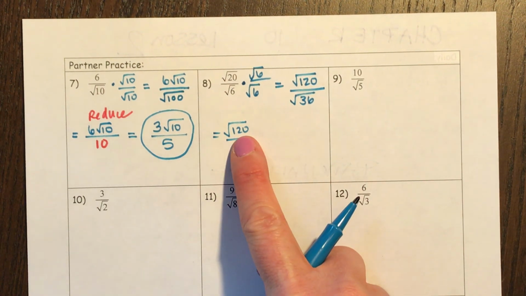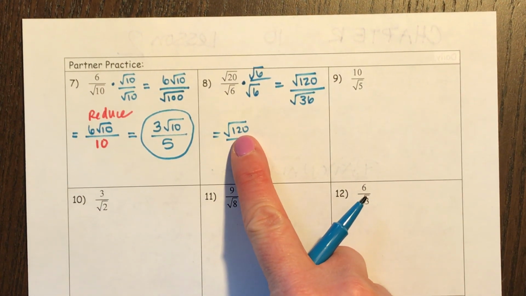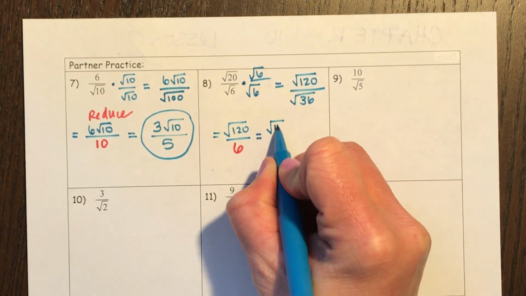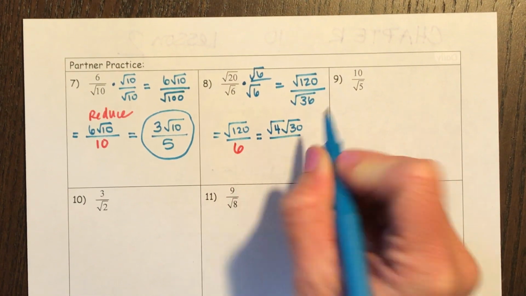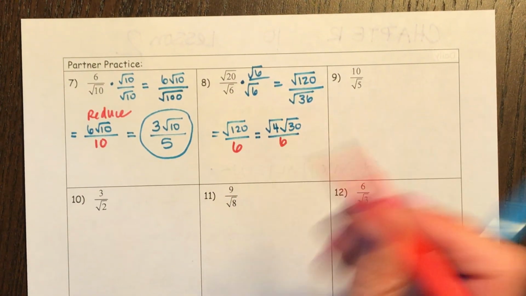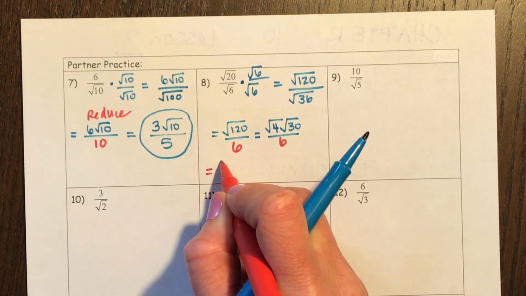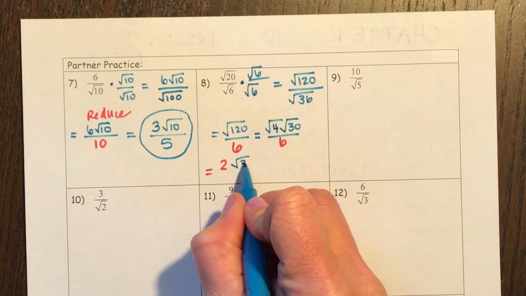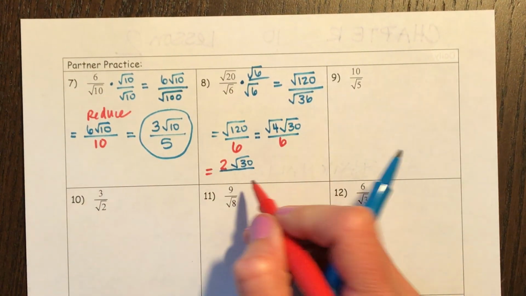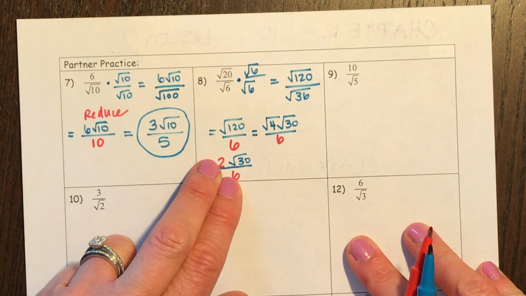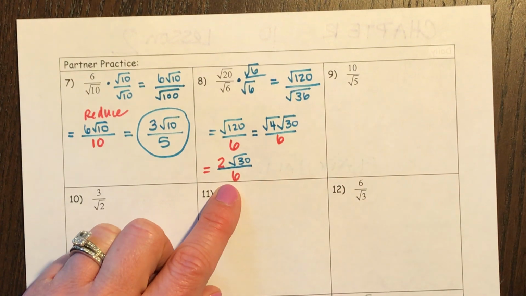Now I need to see if I can simplify the square root of 120. What is the perfect square, the highest one, that 120 is divisible by? It's 4 times 30. 4 is the highest perfect square that goes in. Now I'm going to simplify the square root of 4. That's 2. And now that my 2 and my 6, they're outside of my radical, I can reduce that here. 2 and 6 reduces to a third.